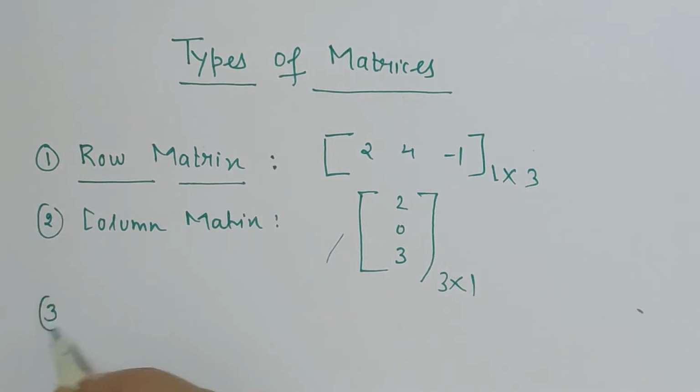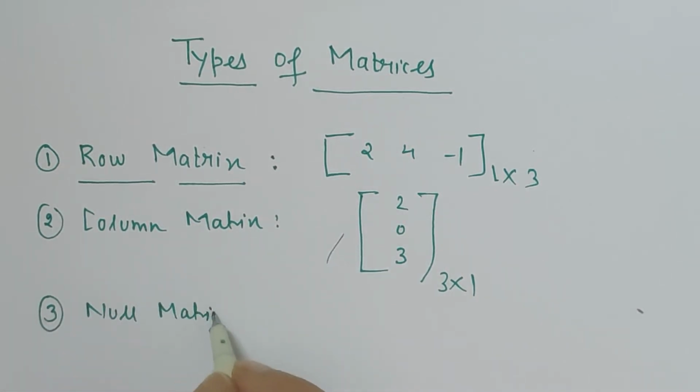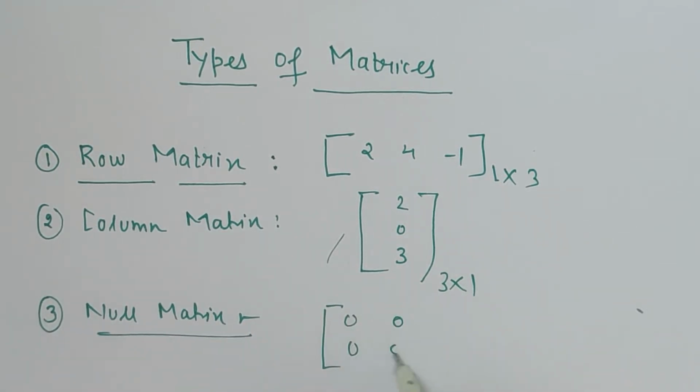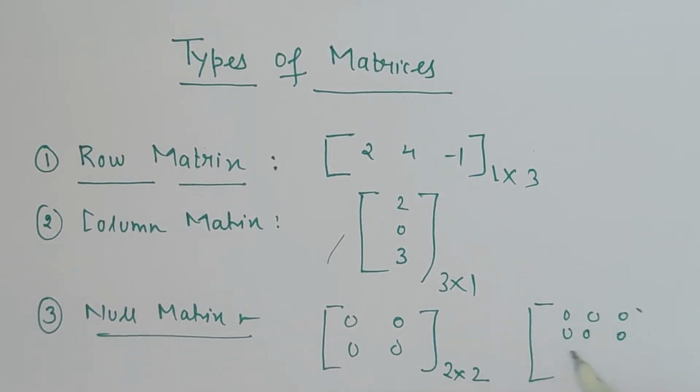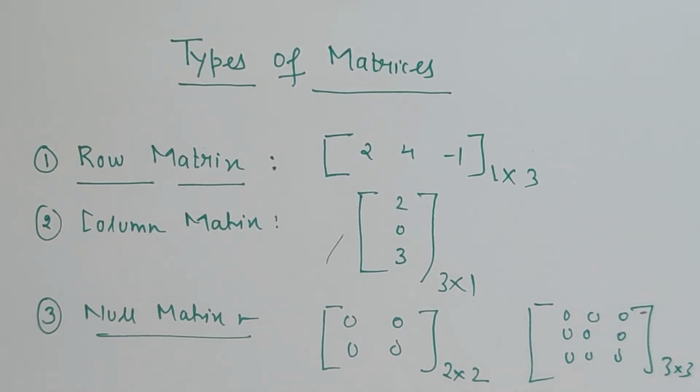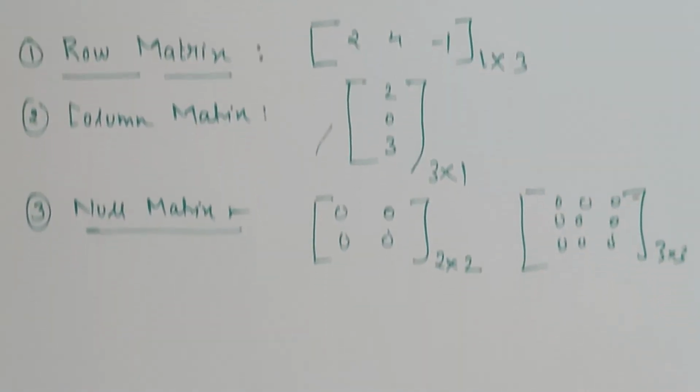Next matrix is null matrix. Any matrix having all its elements 0, that is called null matrix. This is a null matrix of 2 by 2 order. This is a null matrix of 3 by 3 order, which I have just written. So this is what null matrix is.